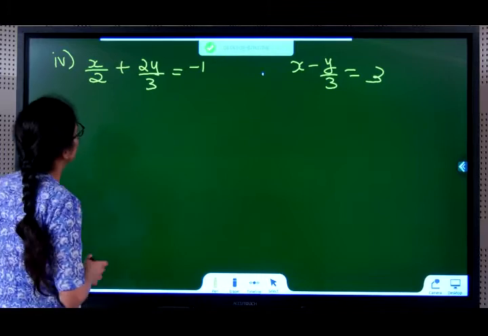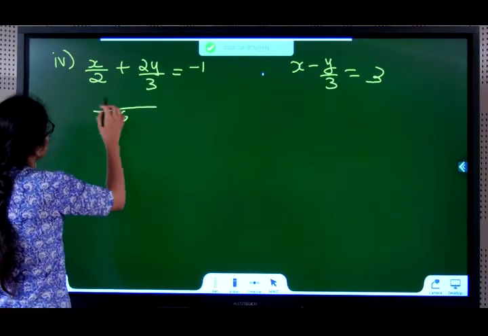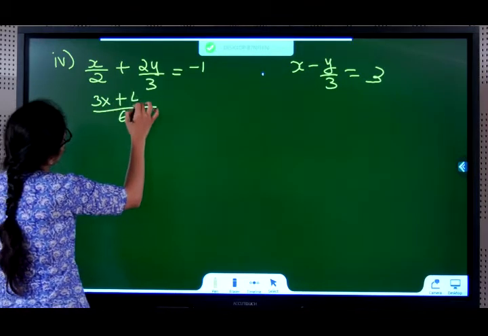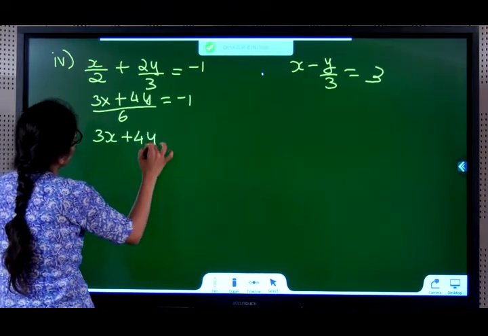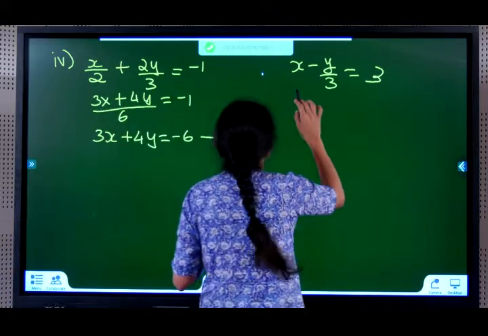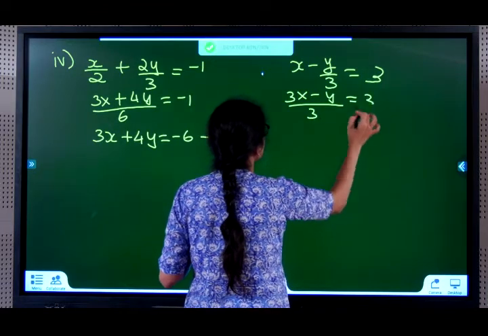So we have two equations here in fraction form. First we will try to remove the denominator by taking the LCM and then solve. So the LCM here is 6. Multiply and divide with 3. 3x, multiply and divide with 2. 4y is equal to minus 1. 3x plus 4y is equal to minus 6. Let's call this equation 1. Here the LCM is 3. So 3x minus y is equal to 3.